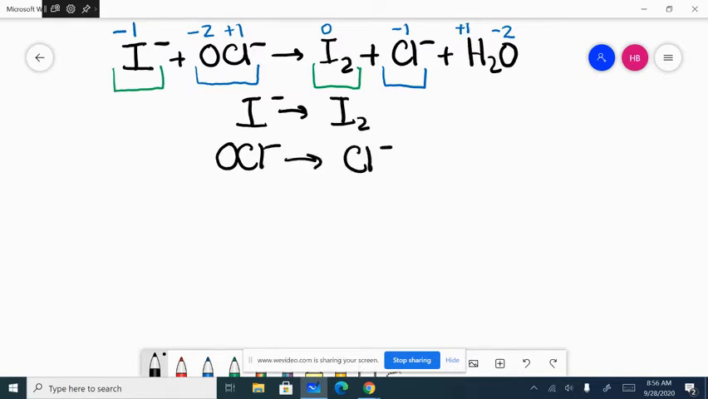Like such. So first thing I'll do is balance everything but hydrogen and oxygen. Next thing I do is add water to balance oxygen. And then I add H pluses to balance hydrogen, like such. So now both of these are balanced according to mass, and we have to accommodate for the charge.